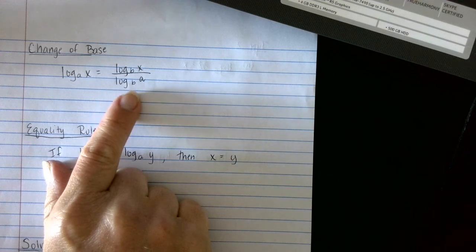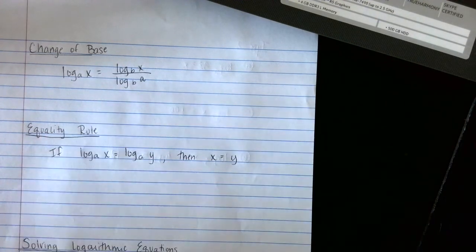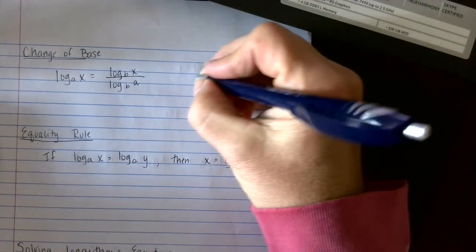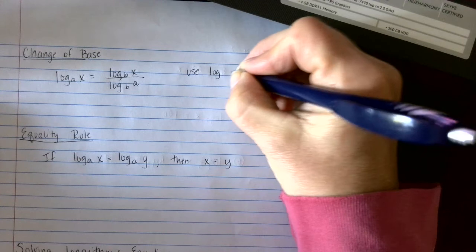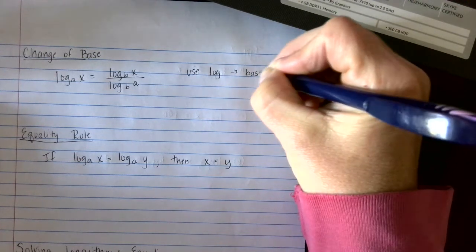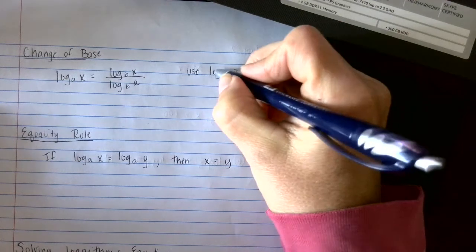You want to choose a base that you can actually take the logarithm of with your calculator. So we typically want to use log, which has base 10. We talked about that yesterday. It's the common log on your calculators.